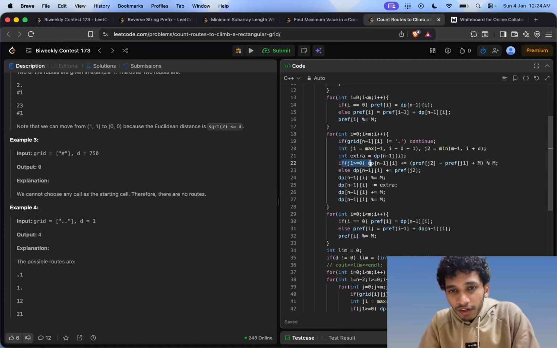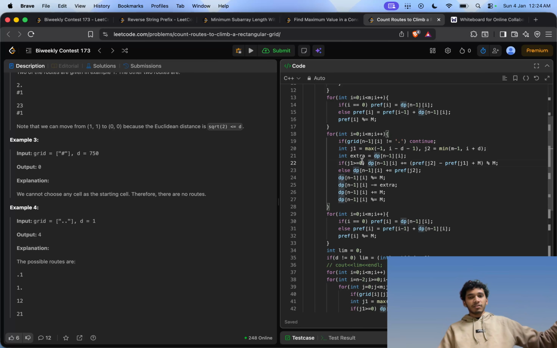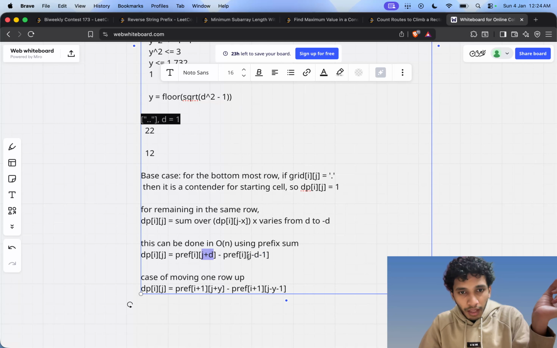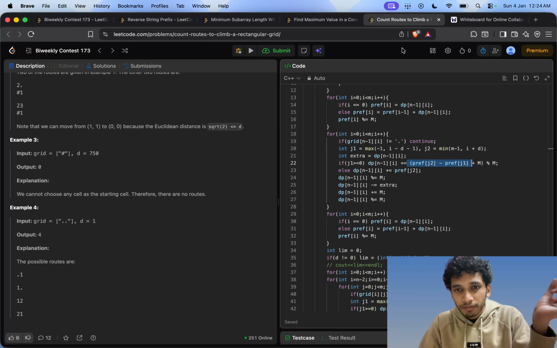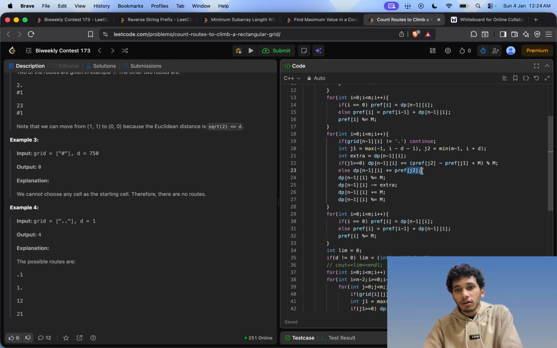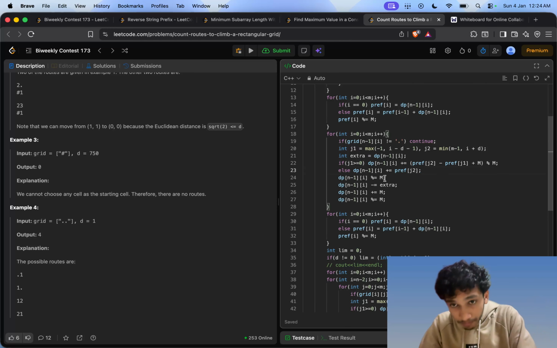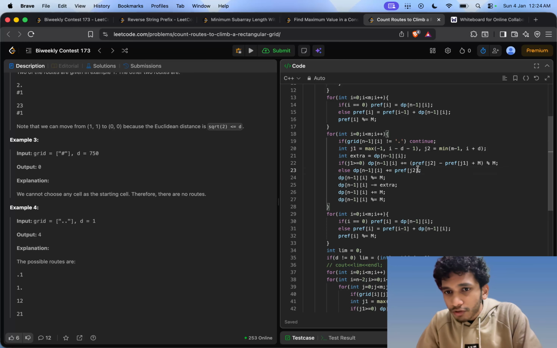Now if j1 is greater than or equal to 0, that is the left restrictive cell, left constraining cell is valid, then prefix at j2 minus prefix at j1 as discussed here. j plus d minus j minus d minus 1. If it is not, that is j1 is not valid, it is a negative value. How to reduce a negative value? We cannot. So prefix at some invalid value is equal to 0. So no need to subtract 0 from here. Now we just need to remove the extra case we just counted and just modulo operations.